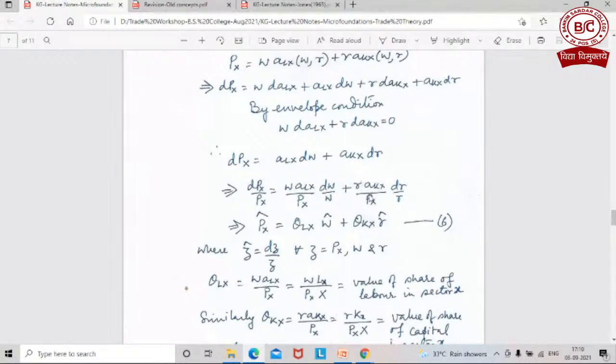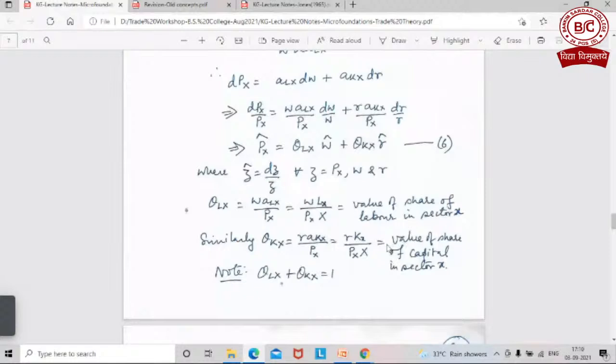And r akx by px means it is the share of capital. r akx means what? kx by x. So r kx is the value of capital divided by the total value of output. So we can write, after using the envelope condition, it in the form shown by equation 6.